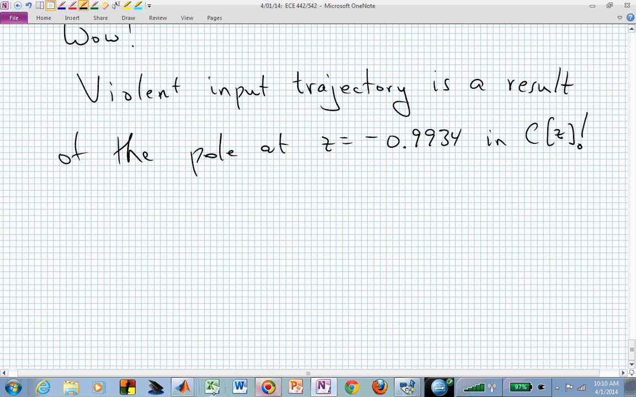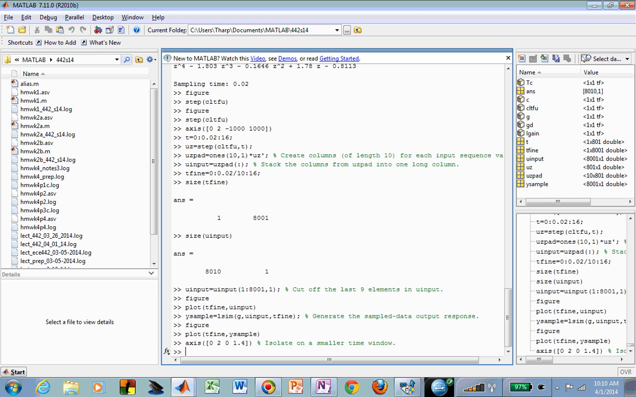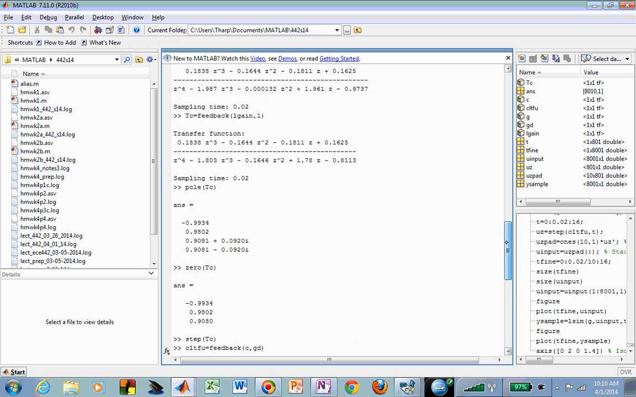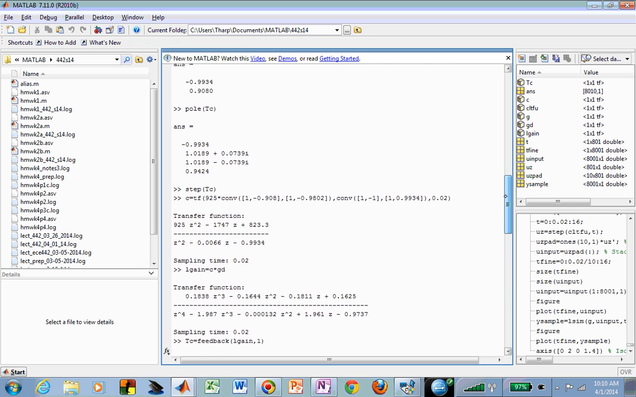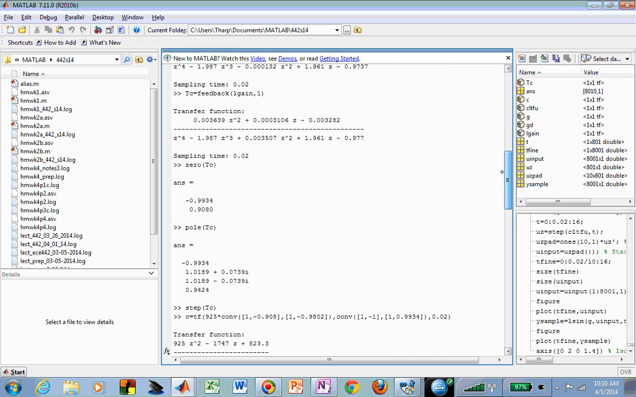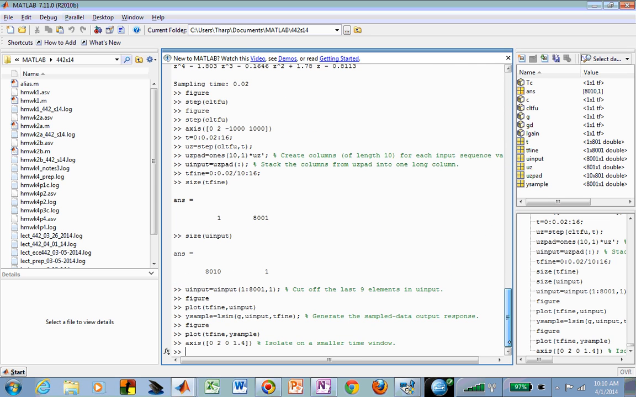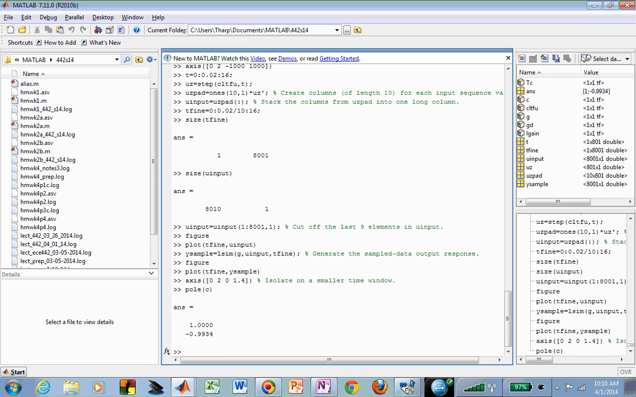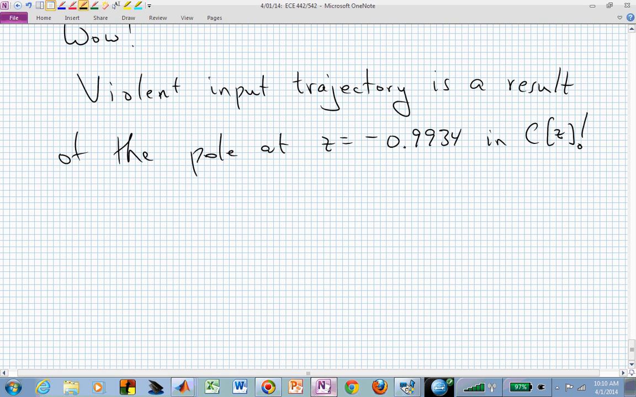And if we go back into our... did we find the pole of our controller? Maybe we didn't. But if I now look at the pole of C, you can see that we have one pole at Z equal 1 and another pole at minus 0.9934, and that's on the negative real axis, and that causes this violent switching to happen in our input.